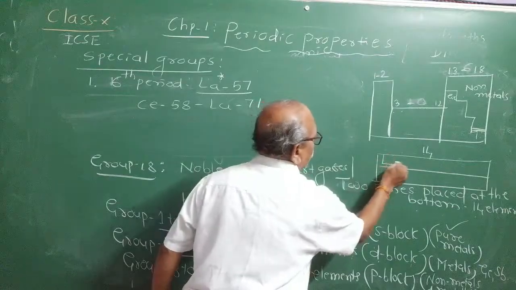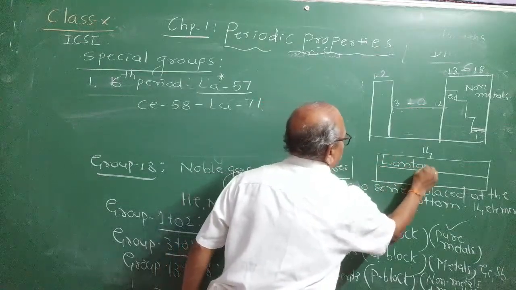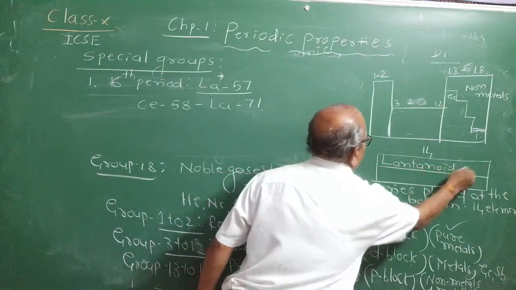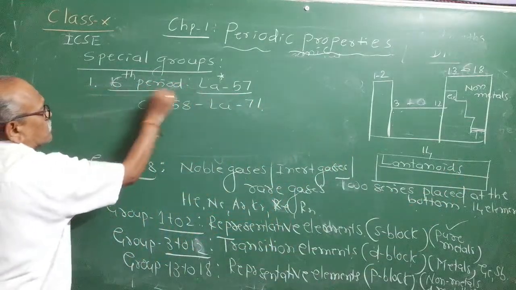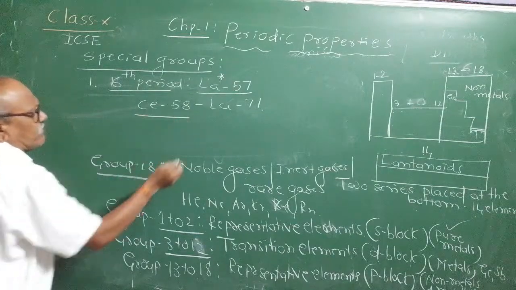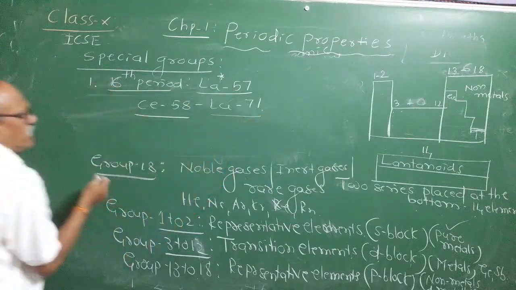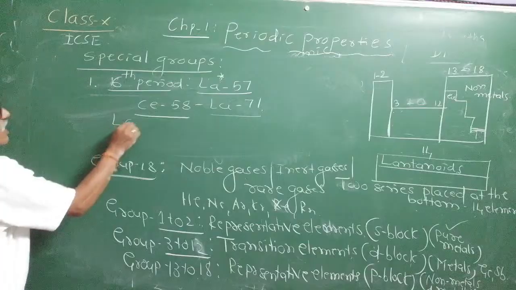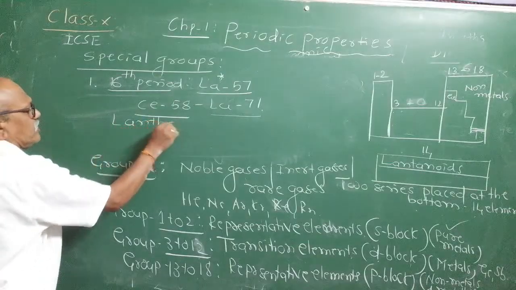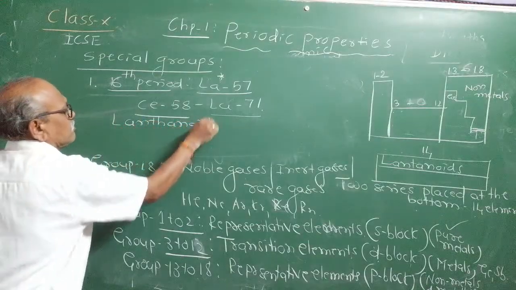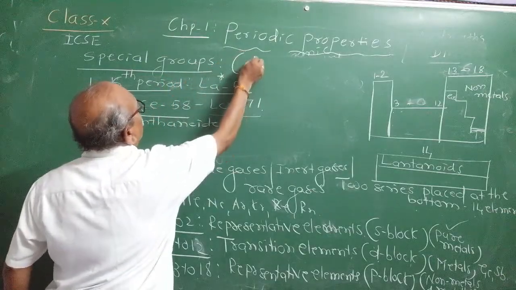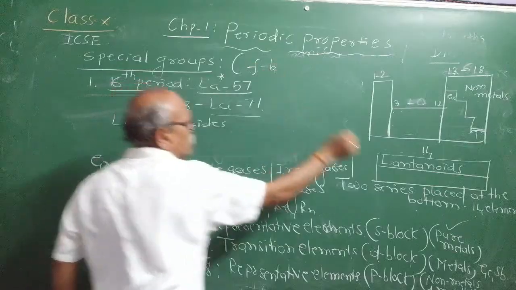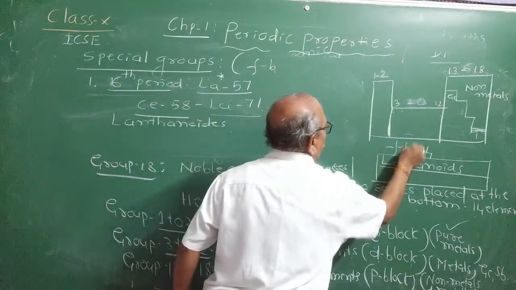So these are called as lanthanides. Remember, what are lanthanides? The 14 elements after lanthanum in the 6th period, from cerium atomic number 58 to lutetium atomic number 71, are called as lanthanide series. These two series will form a block called as F block.